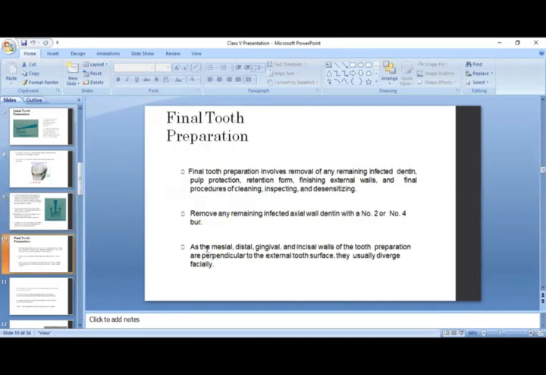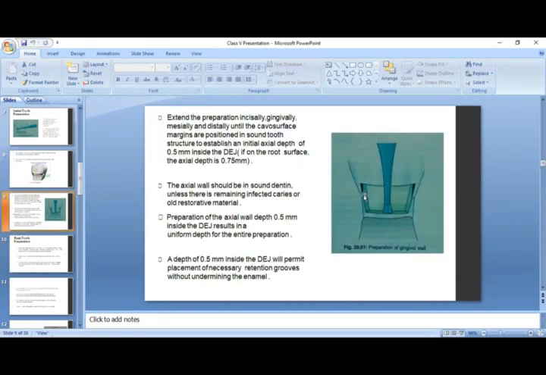As the mesial, distal, gingival, and axial walls of the tooth preparation are perpendicular to the external surface, they usually diverge facially. What is divergence? Divergence means that the cavity goes like that way. If it goes closer to each other, that is convergence. But for this restoration, divergence from the external surface is really important. It should be diverged.